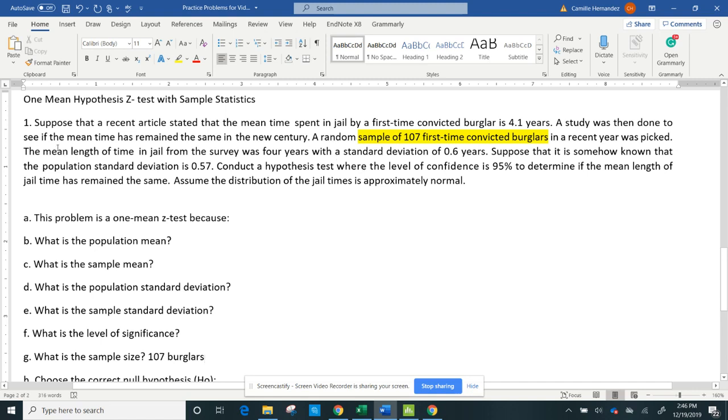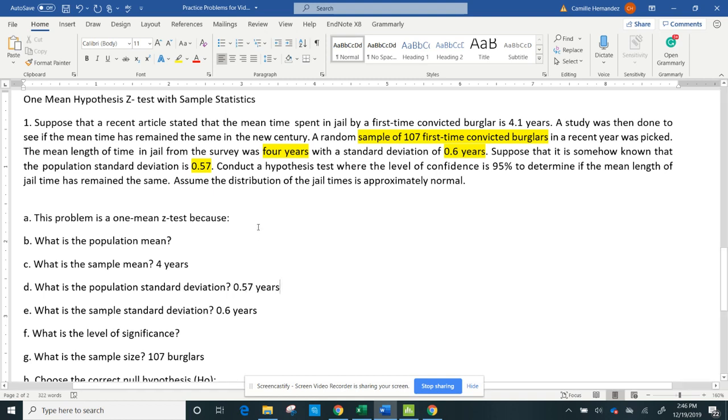So I had a sample and it said that the mean length of time from that survey was 4 years. Okay. So again, I'm going to highlight this so I know where everything's coming from. That means my sample mean is 4 years. And then it says with a standard deviation of 0.6 years. So then I have my sample standard deviation. Okay. So suppose it is somehow known that the population standard deviation is 0.57. All right, so then I have my population standard deviation. So I'm going to just mark that right there.